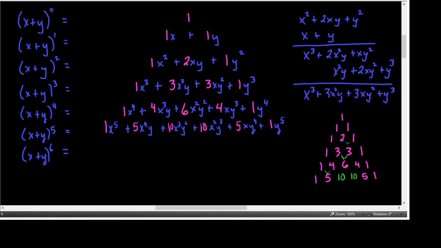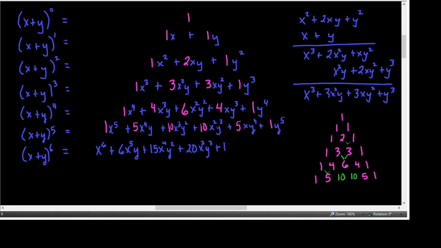Okay, so that's 1x to the 6th. I'm going to dispense with writing the 1 in front. 1 plus 5 is 6, x to the, decrease the power of x by 1, increase the power of y by 1. Plus 5 plus 10 is 15. Decrease the power of x by 1, increase the power of y by 1. Plus 10 plus 10 is 20. Decrease the power of x by 1, increase the power of y by 1.